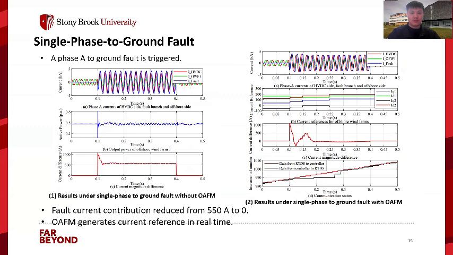On this slide, a phase A to ground fault is triggered at 0.1 seconds and cleared at 0.4 seconds. The results without and with OEFM are shown in the 2 figures respectively. Without OEFM, offshore wind farms contribute to the fault currents with a magnitude difference of approximately 550 ampere. Second, the wind farm's power ripple is around 6.1%. With OEFM, the fault currents from the HVDC inverter side and the fault branch are controlled to be the same. The current magnitude difference is reduced to 0.